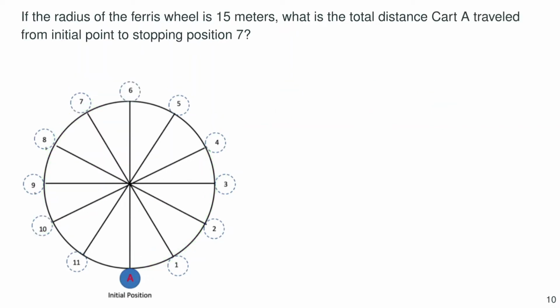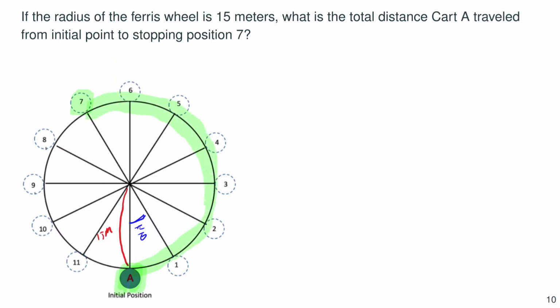If the radius of the Ferris wheel is 15 meters, so this length right here is 15 meters, what is the total distance car A traveled from the initial point to position 7? Again, we know that they're equally spaced, and there are 12 spaces, so each space is pi over 6. In this case, they're actually asking for this arc length. What is this arc length?